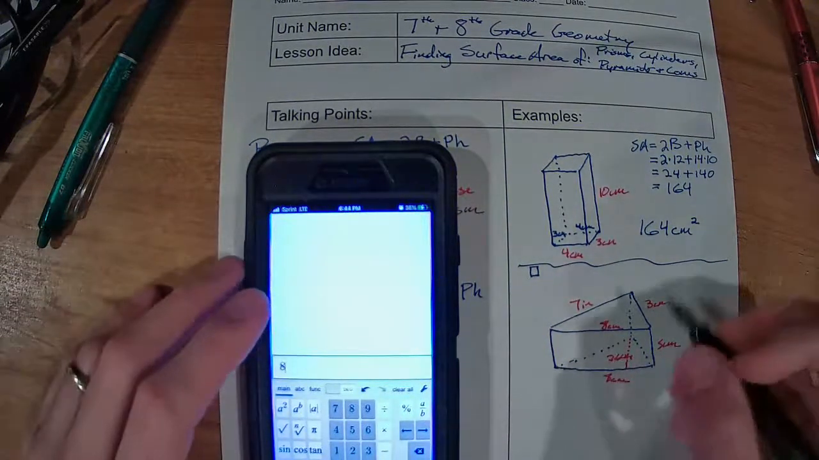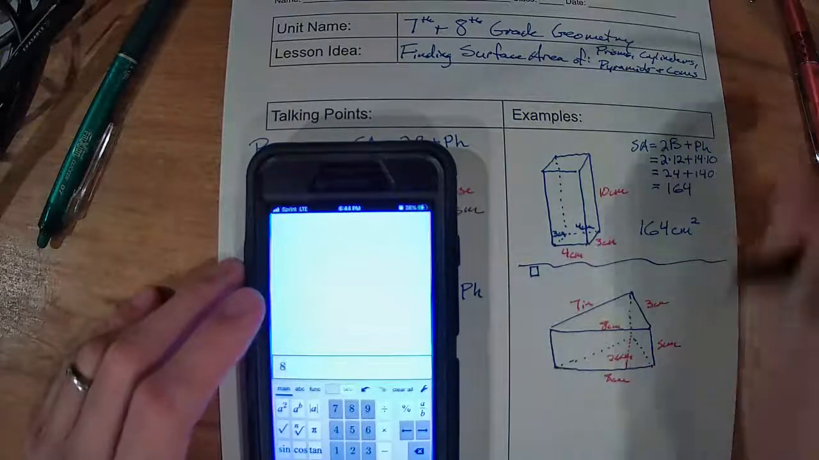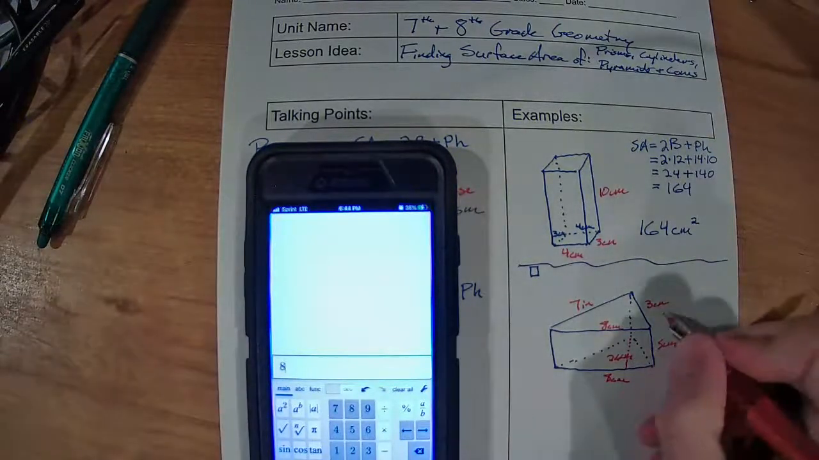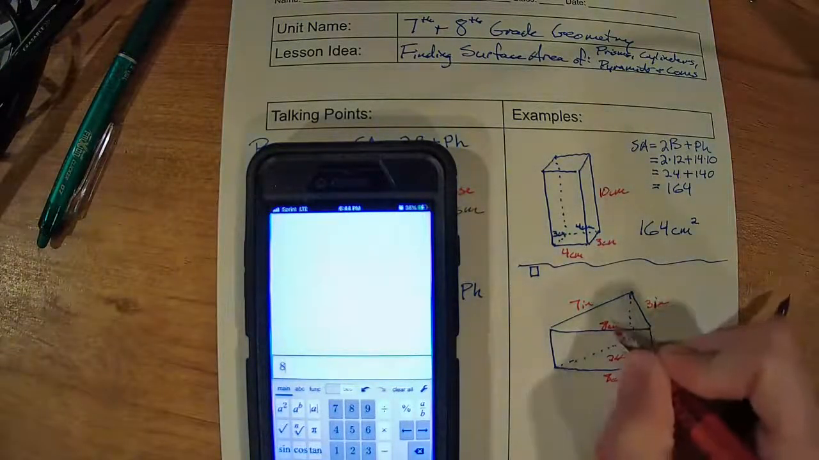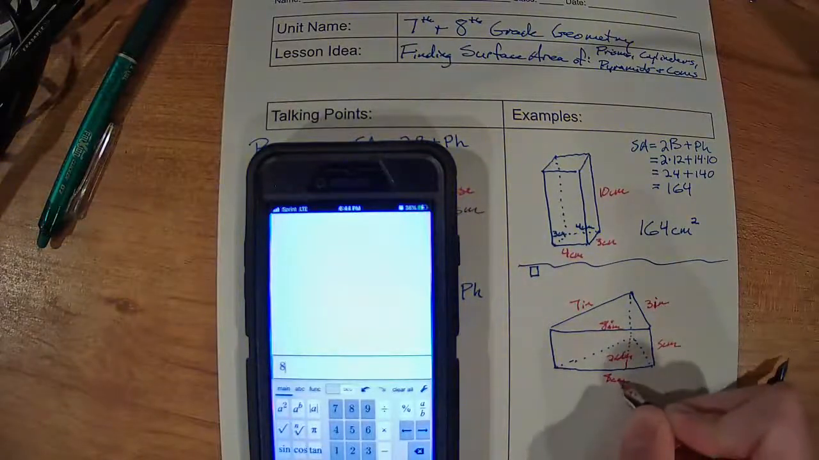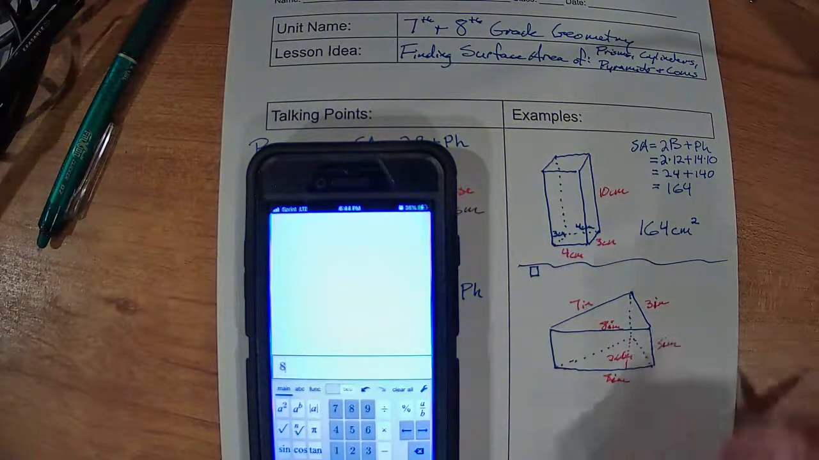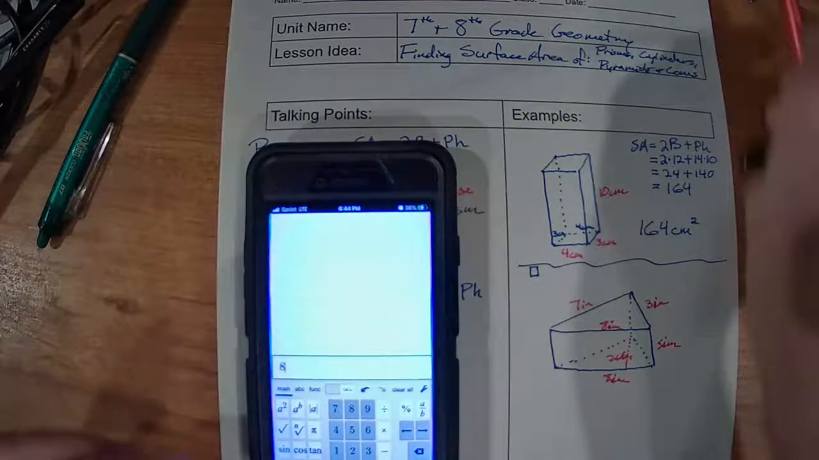I switched from centimeters and inches. Daggone it, I just realized that. I was looking at the problem up there. This is all in inches. Inches, inches, inches, inches, and inches. Good Lord, it helps if your math teacher can read.